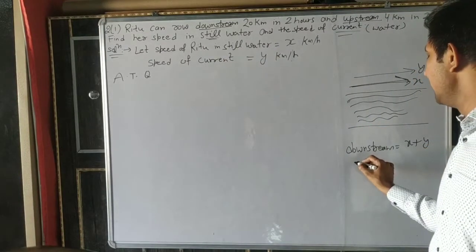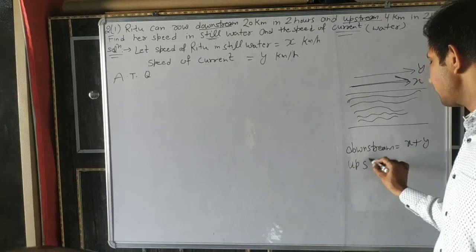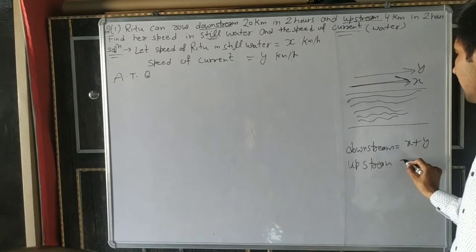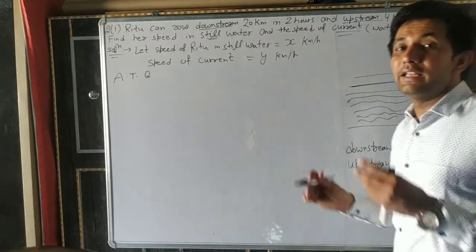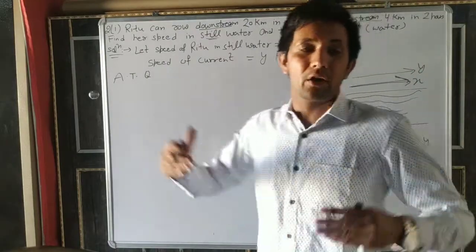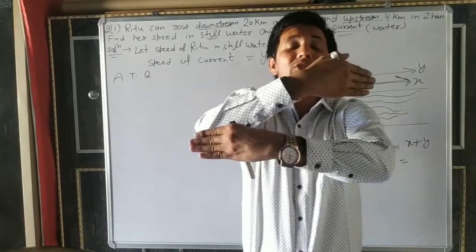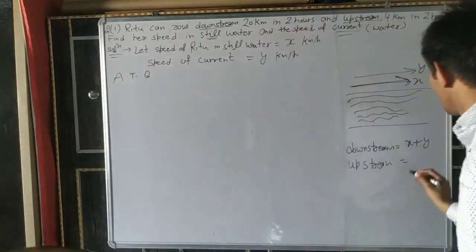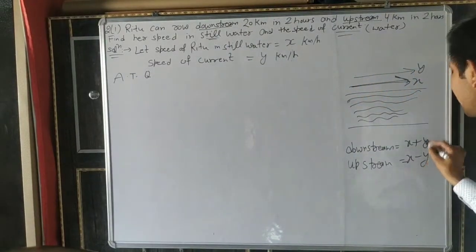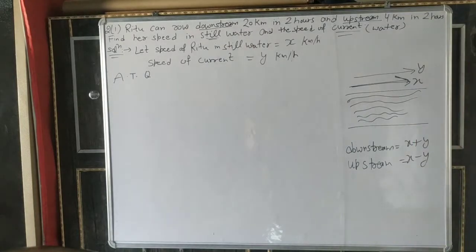And always in upstream, meaning in the opposite direction of water, water is going in this direction and you are going in this direction, so your speed decreases. So it is always x minus y. Understand or not? Your speed is x and the water's is y.